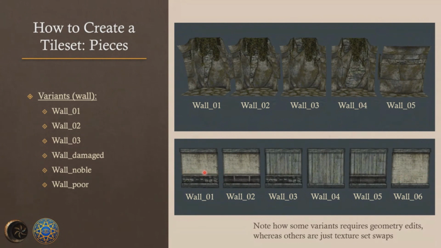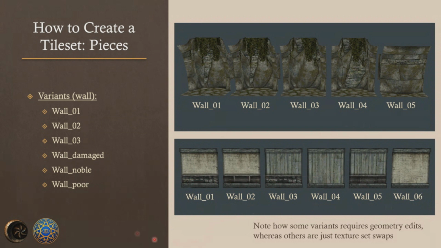Same thing for these bottom ones. There's variants on the walls. So you've got wall 1, 2, 3, 4, 5, 6, and then some of them are just texture swaps. This one is a texture swap from that one, this one is a texture swap from this one, from this one, from this one. And then some of them have different geometries. These ones cut off at the bottom here, these ones don't.